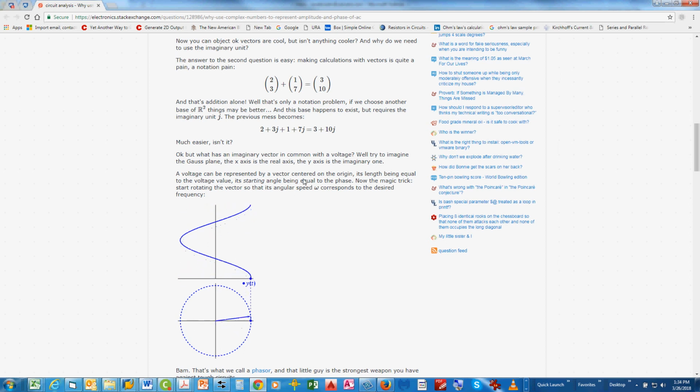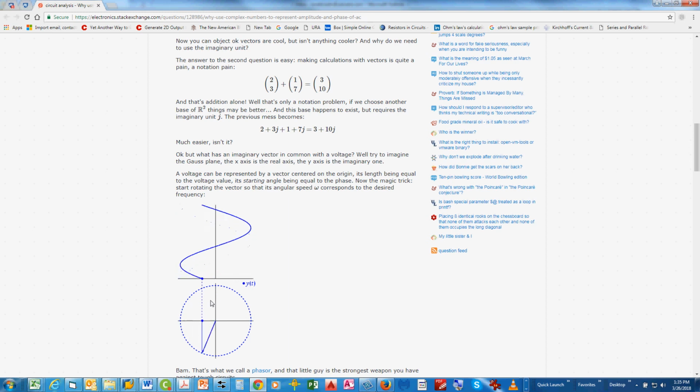A voltage can be represented by a vector centered on the origin, its length being equal to the voltage value, its starting angle being equal to the phase. Now the magic trick, start rotating the vector so its angular speed, omega, which is the angular velocity, corresponds to the desired frequency. So you can see from this animation here that this vector is being rotated around the origin, and it has a certain amplitude or magnitude, and then you can see how it's being traced on the sinusoid.